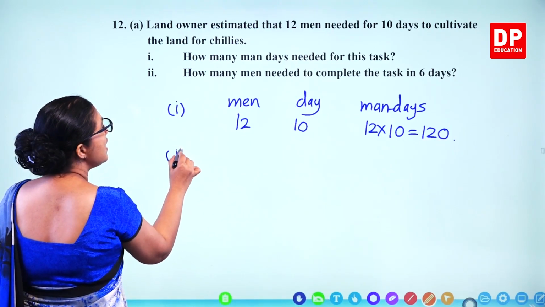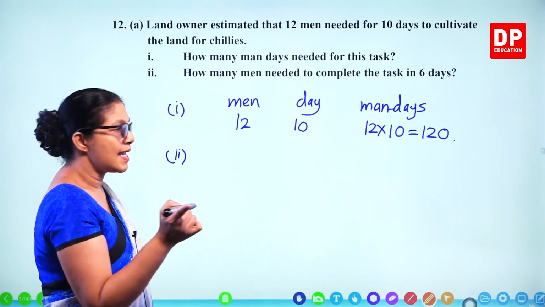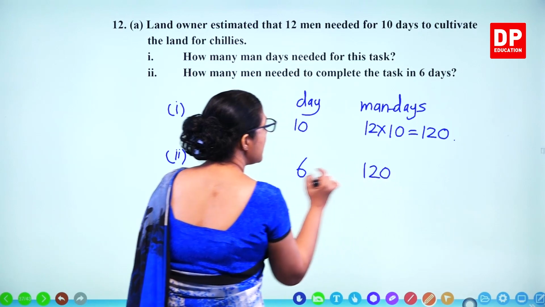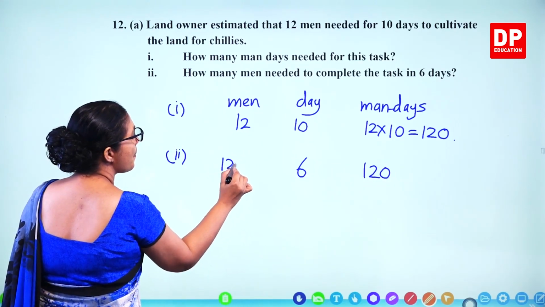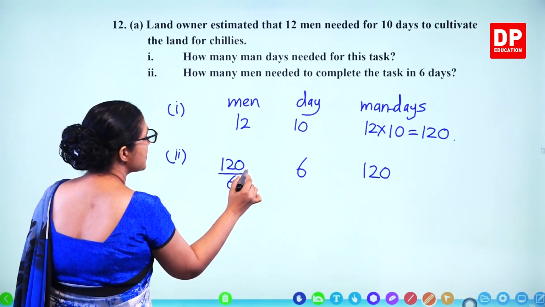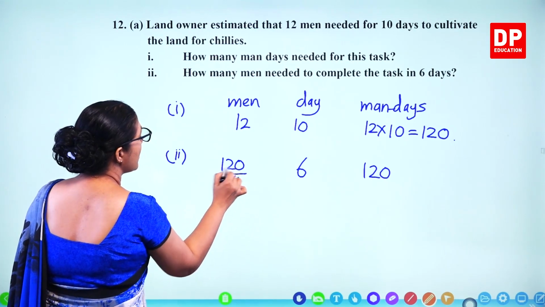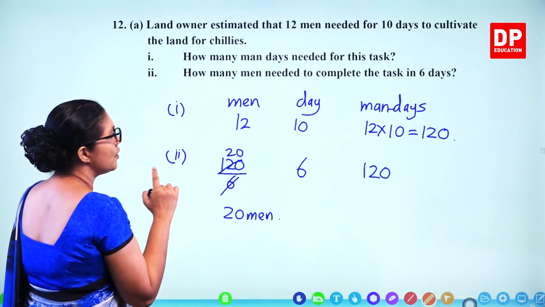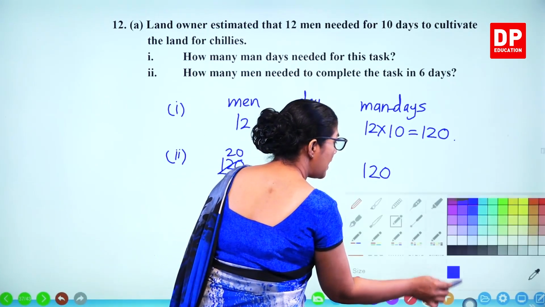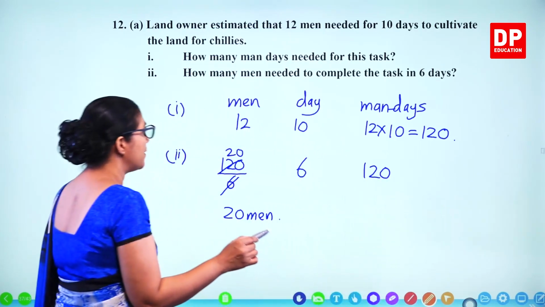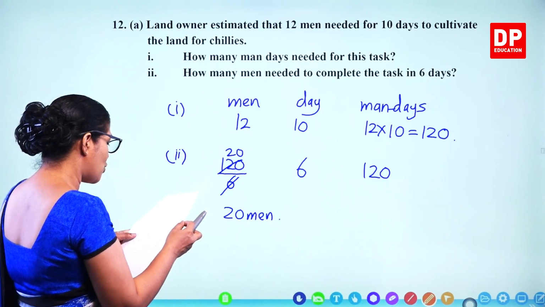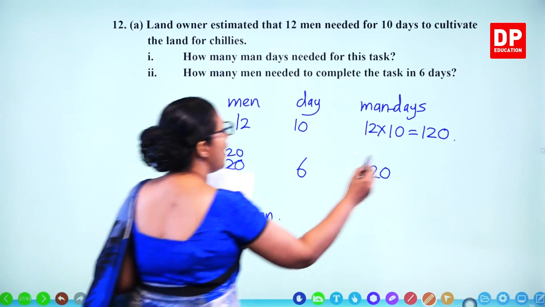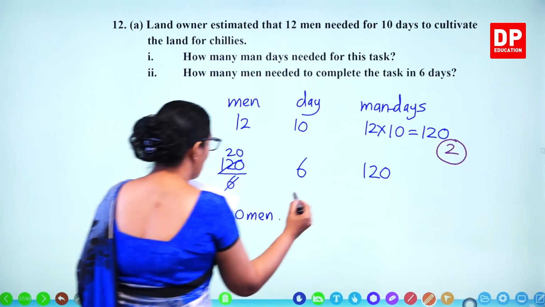Then how many men are needed to complete the task in 6 days? 6 days, same number of man days. So how many men? 120 divided by 6. You get 20 men needed for that. If you want to complete within 6 days, you need 20 men. So how many marks for these two? You are getting 2 marks for man days and 2 marks for this.